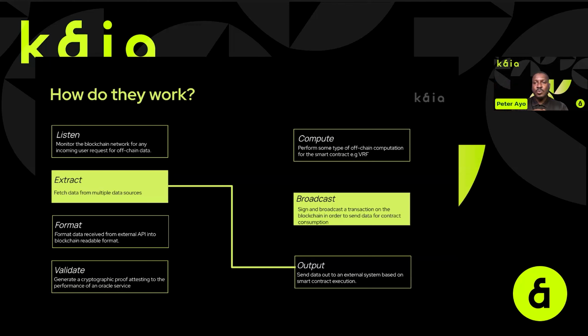Now, in the case where it's a random number, it basically computes. If it's the case where it's a price feed or sports feed, after listening, extracting, formatting, and validating, it basically just broadcasts the data on chain, right? So this is literally taking the data that you have sourced and bringing it on chain for the contract to consume. Now, in any case, there are two scenarios here.